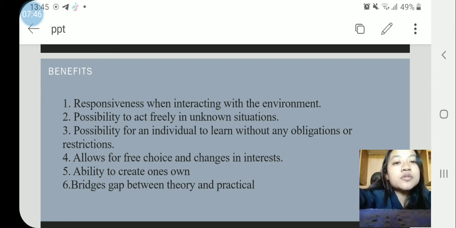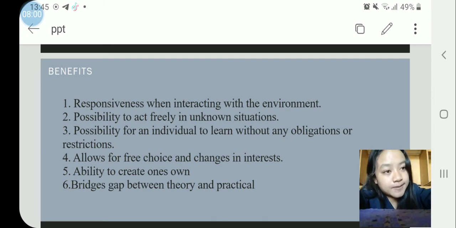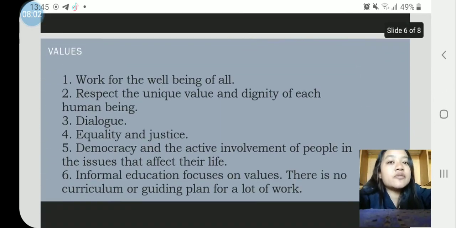The third one is possibility for an individual to learn without any obligation or restriction. It allows free choice and change in interest, ability to create one's own, and the last is bridging the gap between theory and practical. So the next slide is the values.